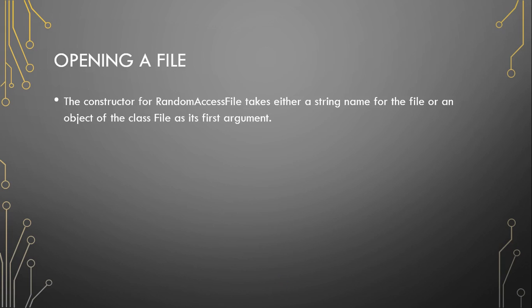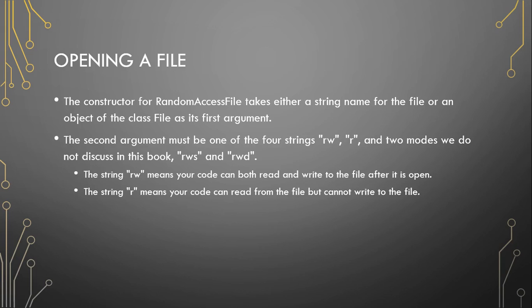So when we're opening a file, the constructor for RandomAccessFile will take either a string name for the file or an object of the class File as the first argument. And we saw that in the first line of our program. The second argument must be one of 4 strings: RW, R, and 2 modes we do not discuss in this text, which are RWS and RWD.